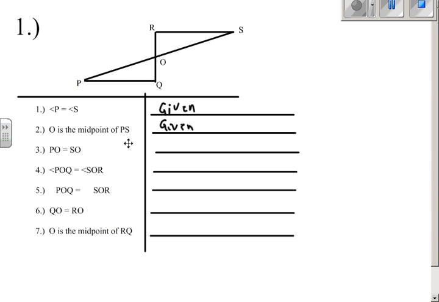Now the next thing we have here, my recommendation is when you're doing these, to mark what is given congruent. So we're going to mark angle P and angle S congruent. And then we say PO is equal to SO. Well, how do we know PO is congruent to SO? Well, the reason is we were just told that O is the midpoint of PS. So the reason we know those are congruent is by definition of a midpoint.